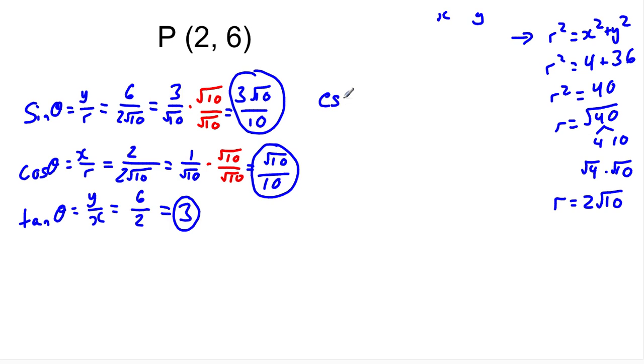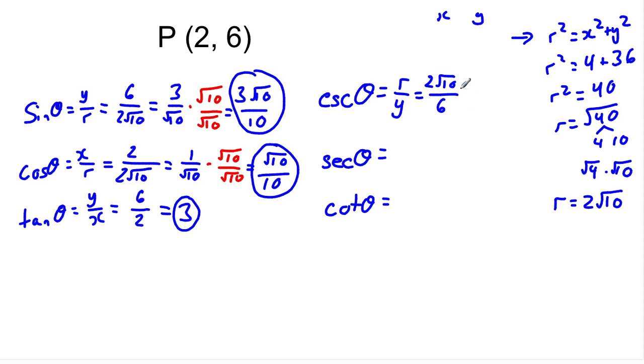Now the other three trigonometric functions, cosecant, secant, and cotangent of whatever angle we're looking at, are just reciprocals. Now if I take this 3 root 10 over 10, I'm going to have an irrational denominator. I'm going to need to rationalize again. It's going to be a lot of work. But if I just recognize that cosecant is r over y, I have that r is 2 root 10, I have y is 6. 2 over 10 is 1 over 3, so I get root 10 over 3.